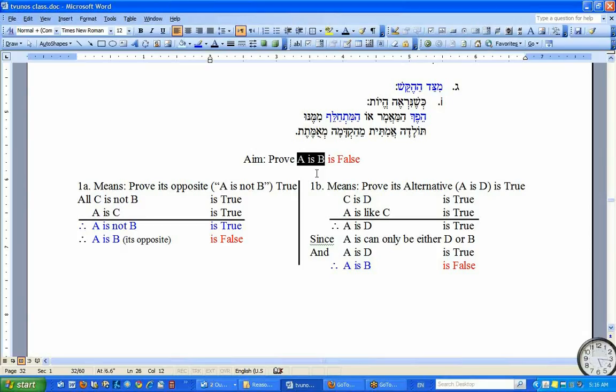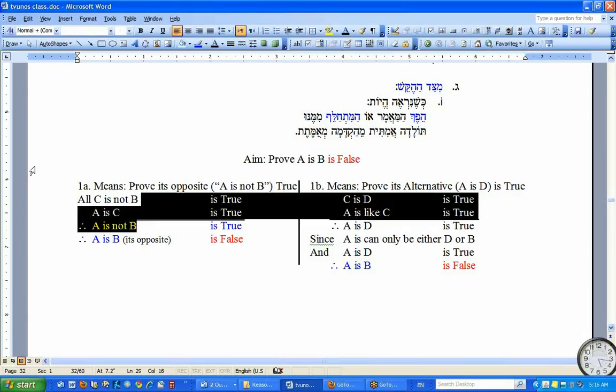Okay, that's on the floor mathematically. A is B. So I can do that by showing that the opposite of A is B is the result of a true syllogism. If I can take a syllogism and produce the statement A is not B, then A is B has to be false, because either A is B or A is not B. Those are diametric opposites. So if the statement A is not B is the result of a syllogism, then I've done my job.